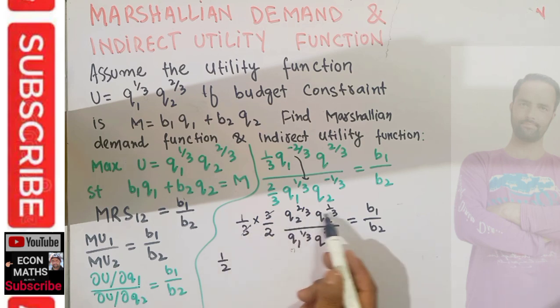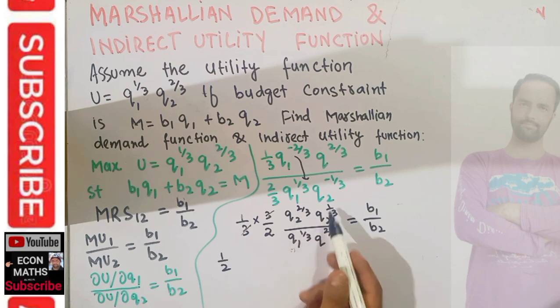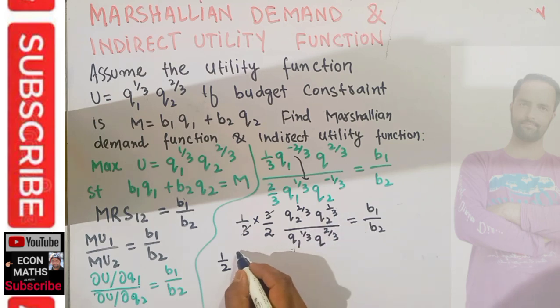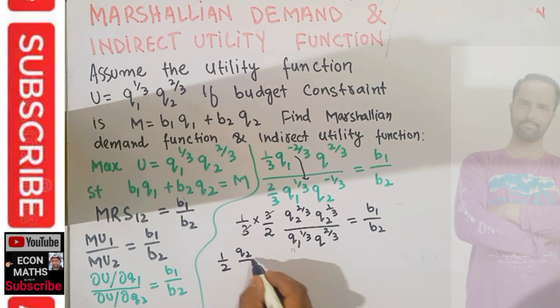Here the bases are the same, so powers are added, so 2 upon 3 plus 1 upon 3 becomes 1, so we will get Q2 divided by Q1 should be equal to B1 upon B2.